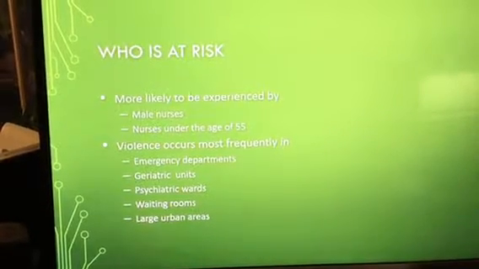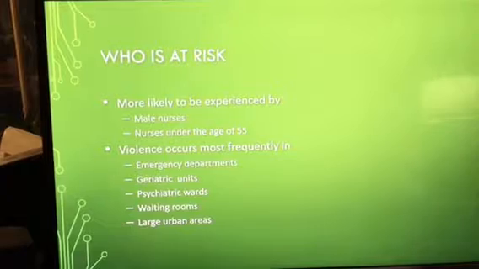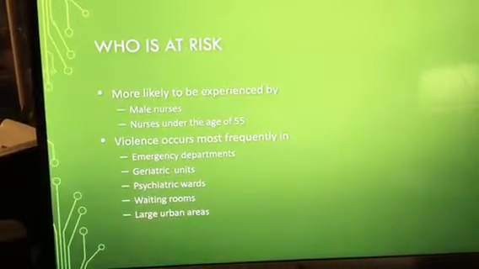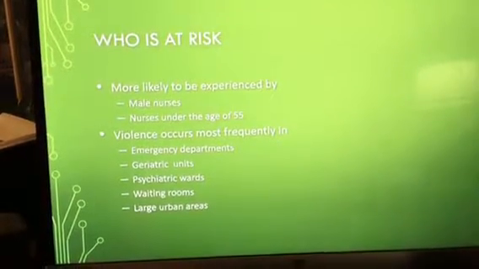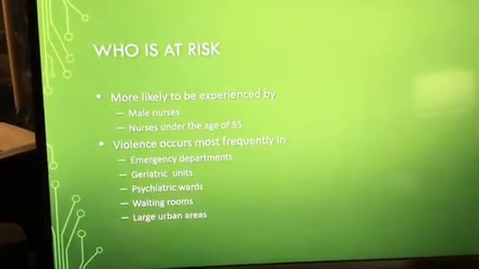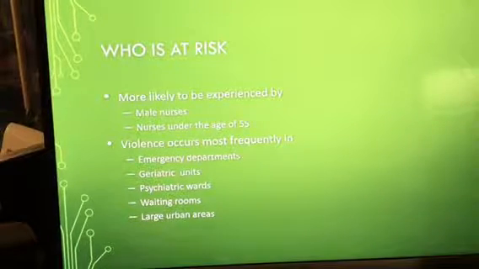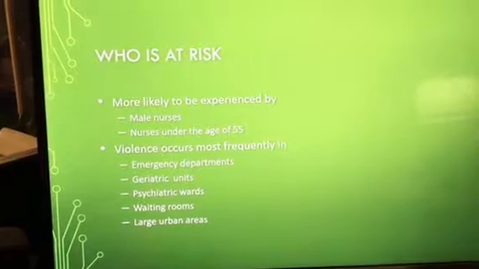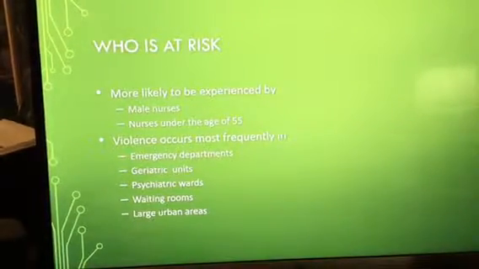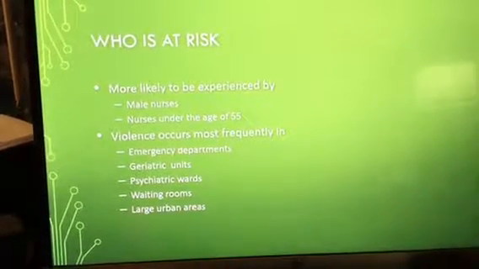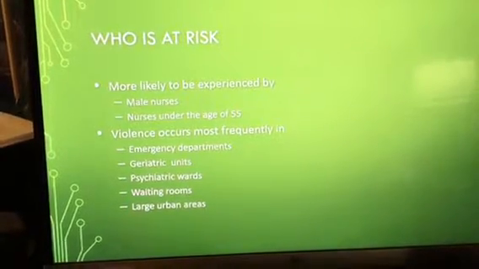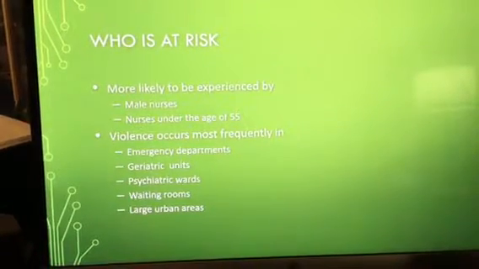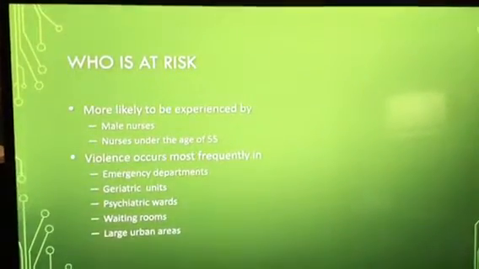Believe it or not, male nurses tend to have a higher risk of having something perpetrated against them, and younger nurses would also fall into that. The emergency room I talked about, because there's really no locked door there. Geriatric units, simply because of confusion that can sometimes set in. It's a phenomenon that is quite prevalent. We talked about mental health in a waiting room, because waiting is hard and it's a cycle. And also, we do find there's more violence in the large urban setting versus the rural setting.